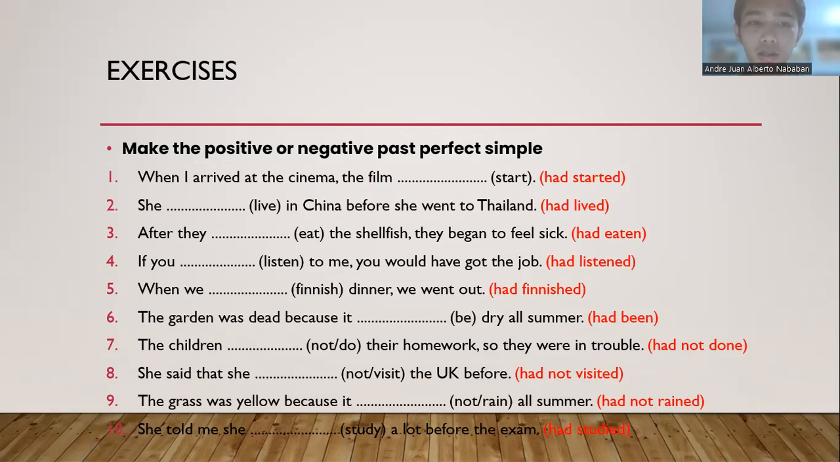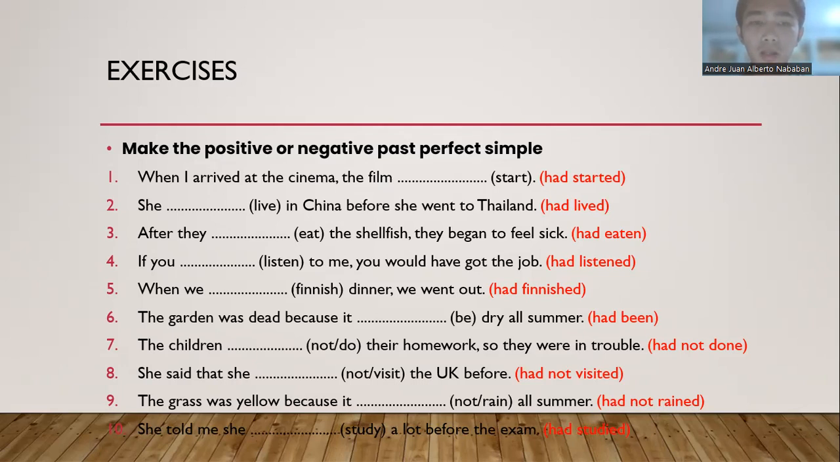Number 4, if you blah blah blah listen to me, you would have got the job. The past perfect simple tense, had plus past participle, and we have the clue listen. So the past auxiliary verb plus past participle verb is had listened. So the sentence will be, if you had listened to me, you would have got the job.